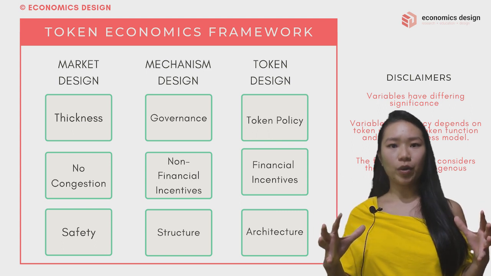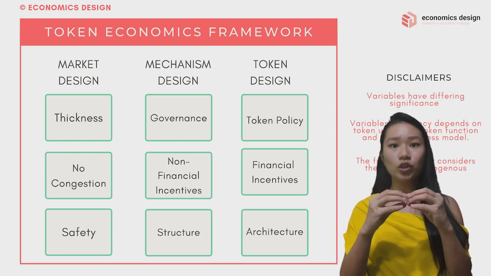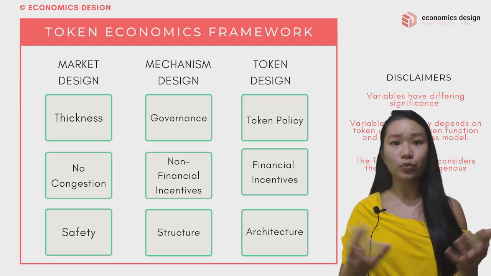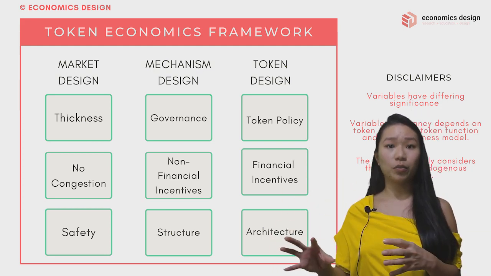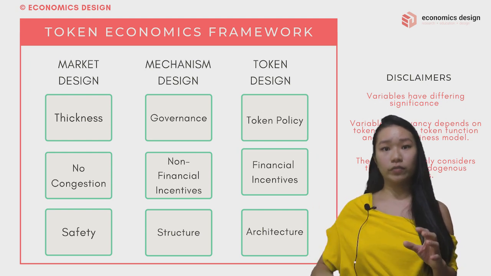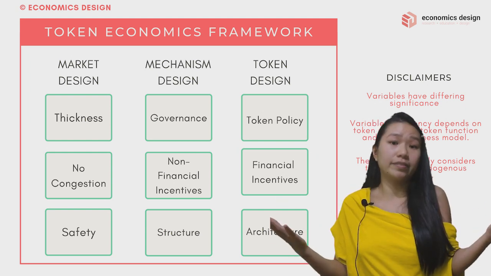So this token economics framework is really focusing on designing the economics where you have tokens as your incentive model. If you don't have tokens as your incentive model, it's also fine. You just remove one of the pillars. So what are the 3 pillars then?